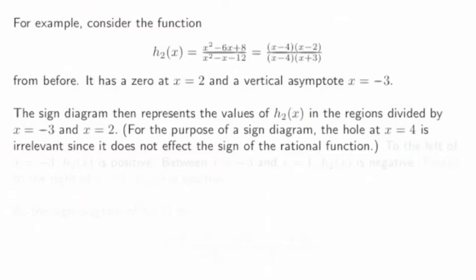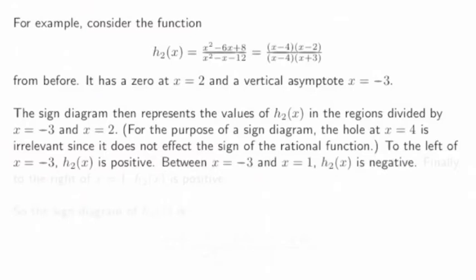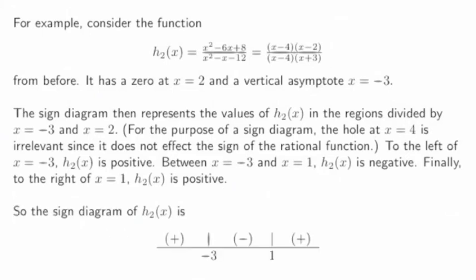To the left of x equals minus 3, you can check some values and see that h is positive. Between minus 3 and 1, my rational function is negative. And to the right of x equals 1, we can test some values and see that my function is positive. So the sign diagram looks like that. It has fences at minus 3 and 1, plus and minus signs between them. In the next presentation, we look at the end behavior of rational functions.